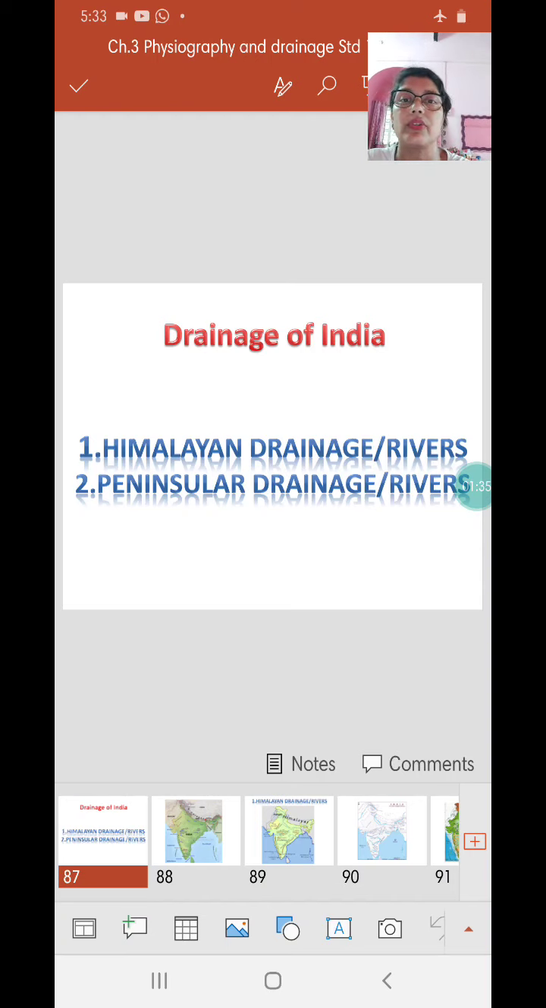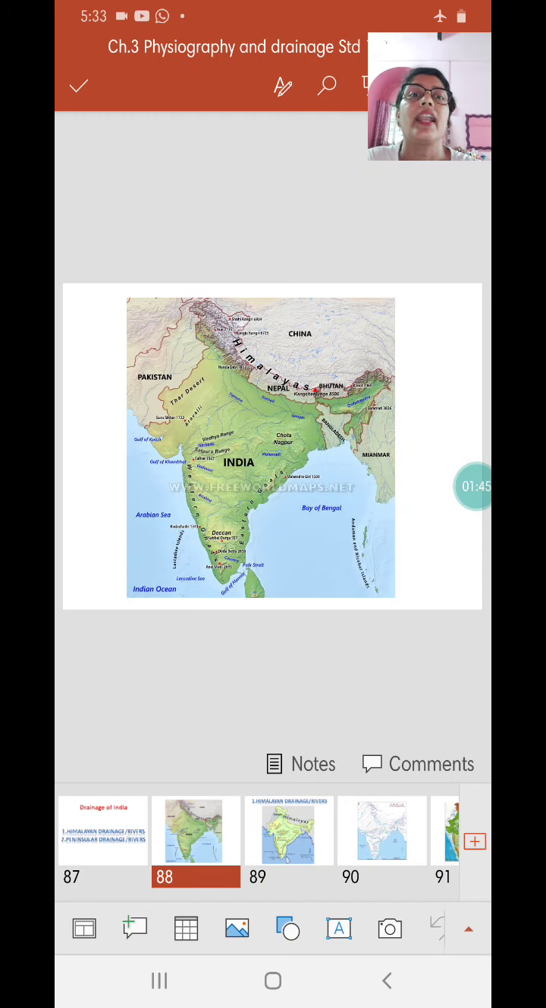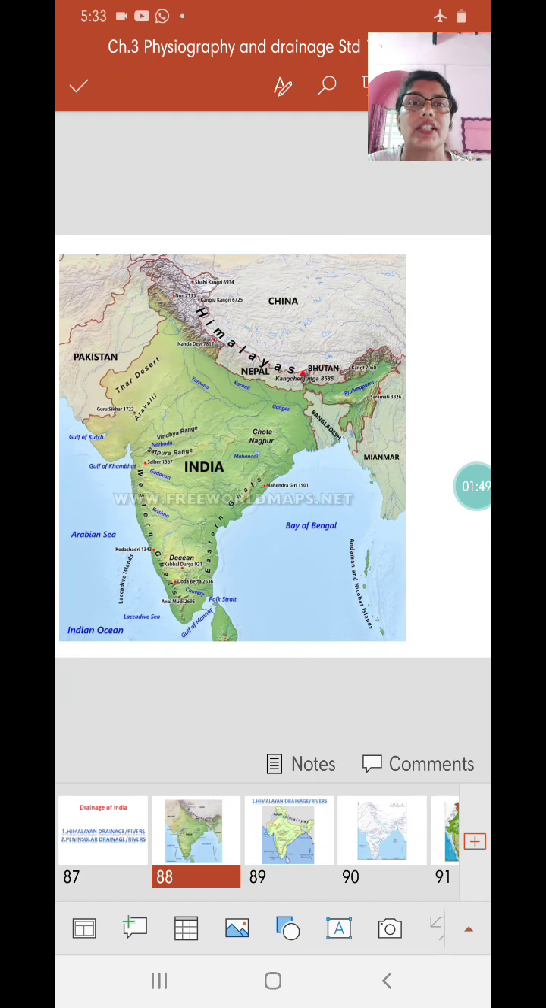So we are going to study this in two divisions, the Himalayan drainage and the peninsular drainage. Today we start with the Himalayan drainage. Now, Himalayan drainage consists of three major river systems, namely the Indus, the Ganga and the Brahmaputra. The Indus river system with its tributaries, the Ganga river system with its tributaries, and the Brahmaputra river system with its tributaries. So let's study them one by one.